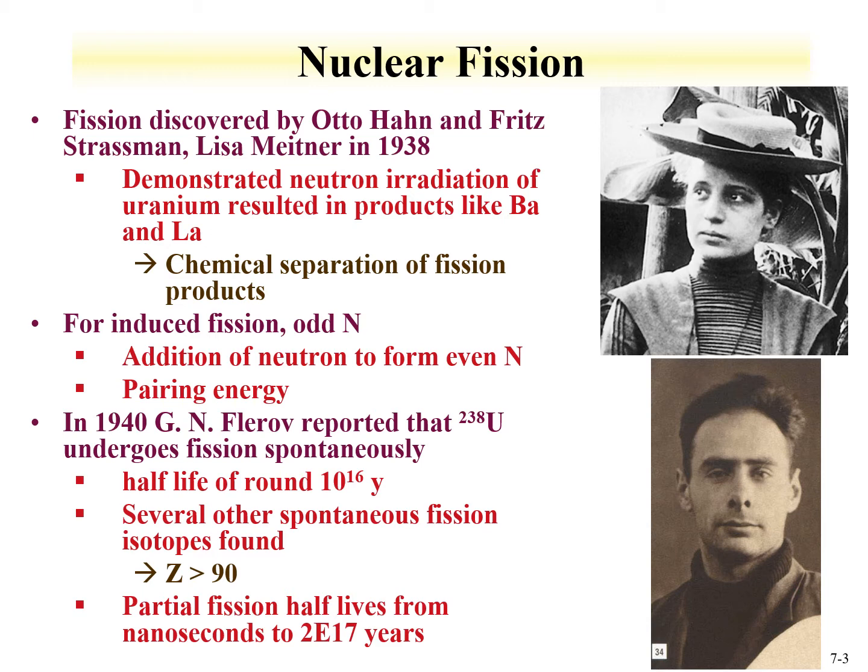In 1940, Georgy Flerov, who's pictured here, a Soviet scientist, reported that uranium-238 underwent spontaneous fission. So it fissioned on its own as basically another route of decay. Uranium-238's spontaneous fission half-life is around 10 to the 16th years. Remember, the half-life for that isotope is 4.5 times 10 to the 9th years. So the spontaneous fission half-life is much longer than the alpha decay half-life.